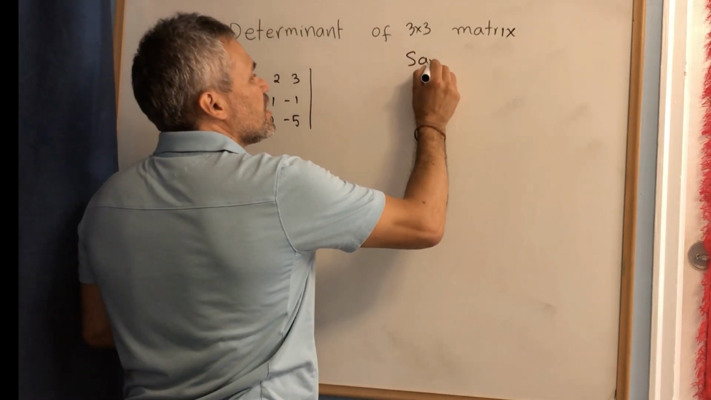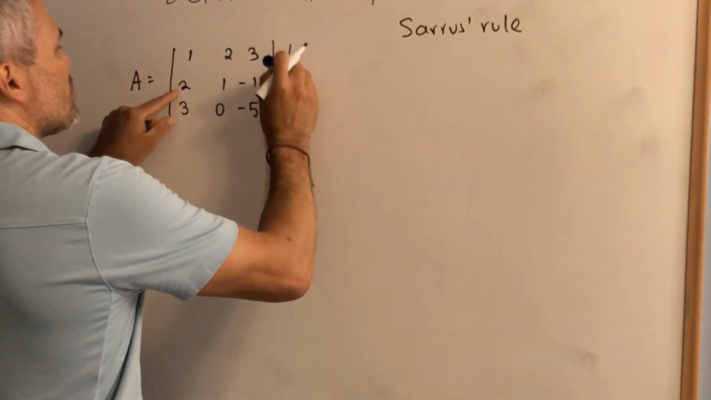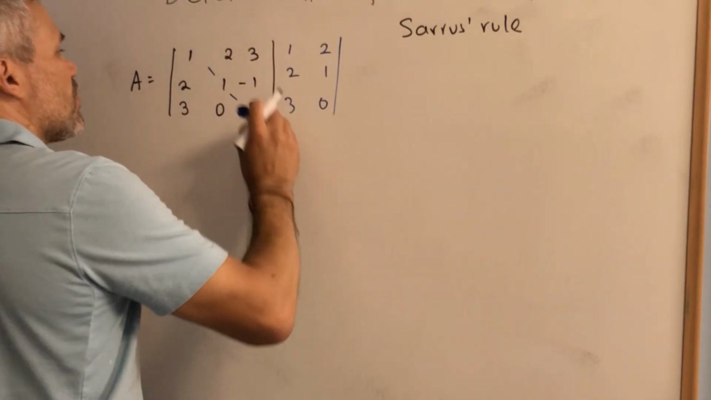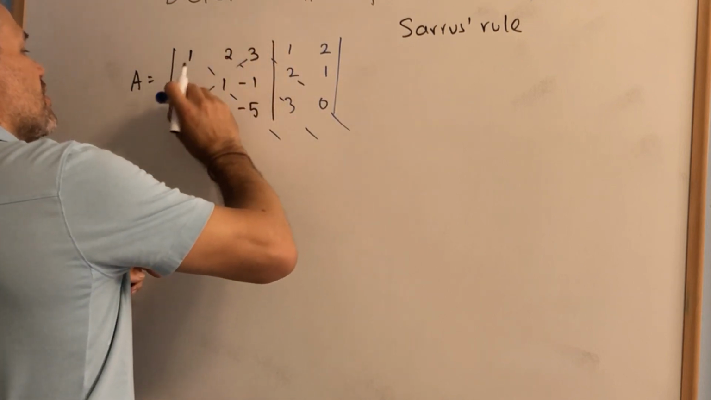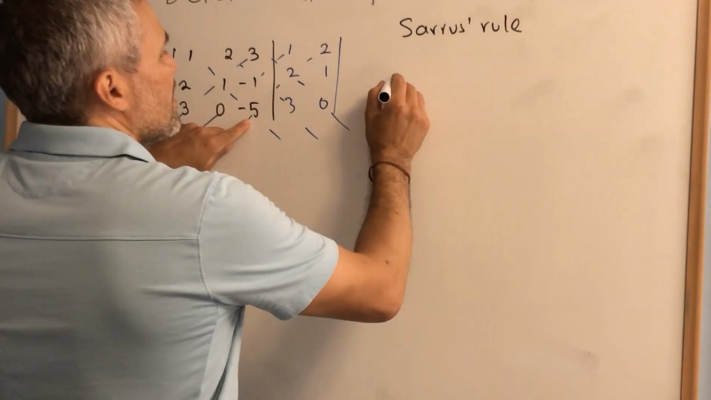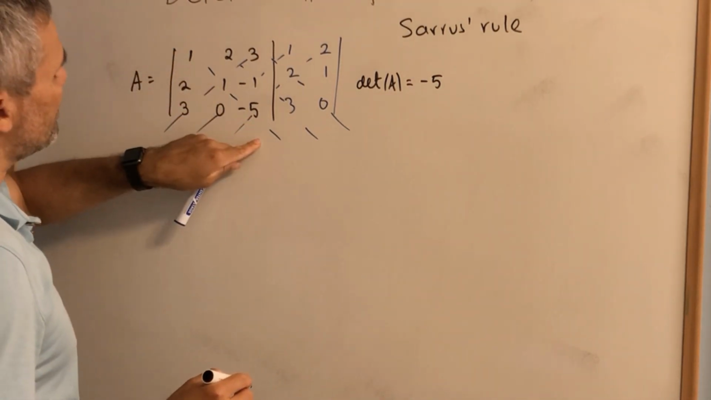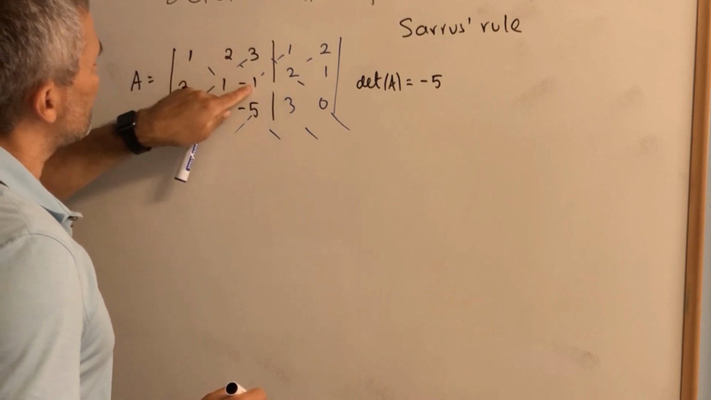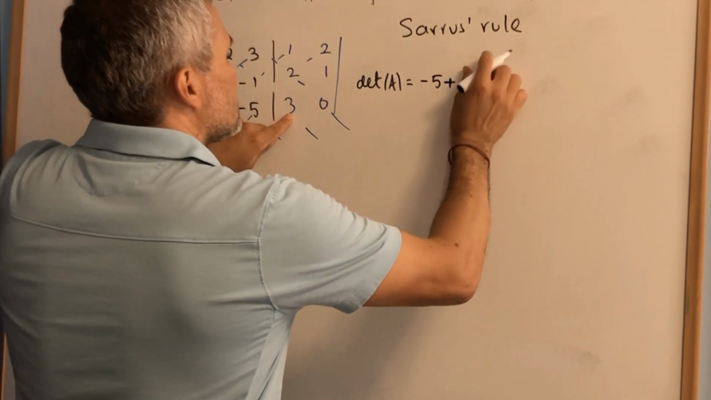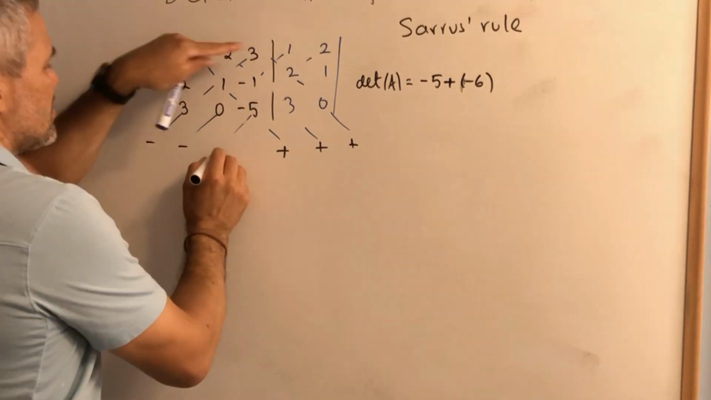Then, if we want to use the Sarrus rule, we need to add 2 columns here. We add the first column, and then we add the second column, and then we do these products, and then in this direction too. Let's see, when I multiply 1 times negative 5 is negative 5. I'm computing the determinant of A. Here we have 2 times negative 1 is negative 2 times 3 is negative 6. Notice that those that come in these directions are positive, and those that come in this direction are negative.